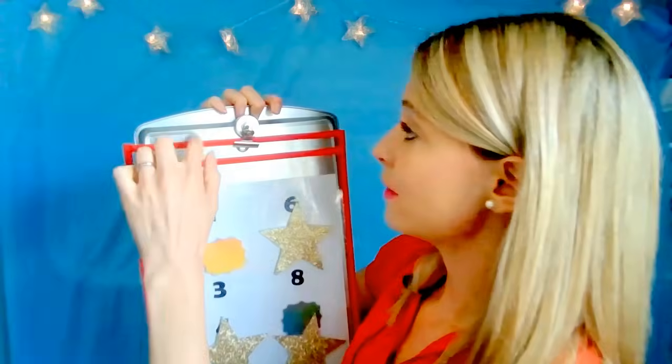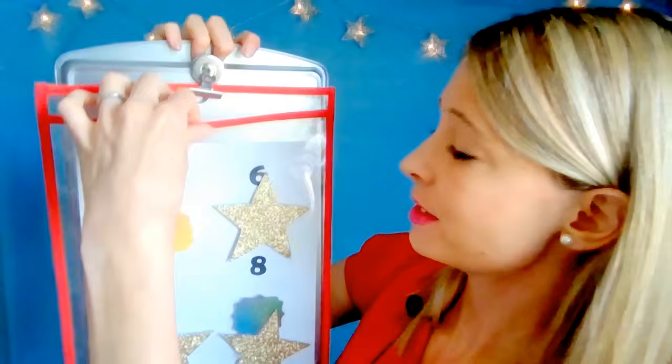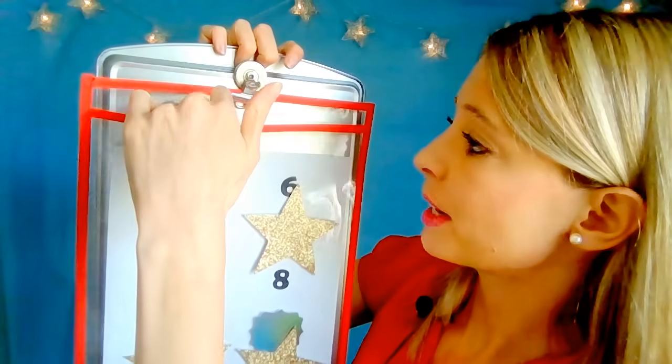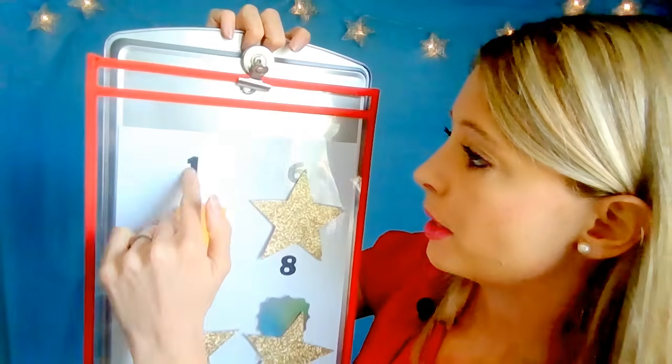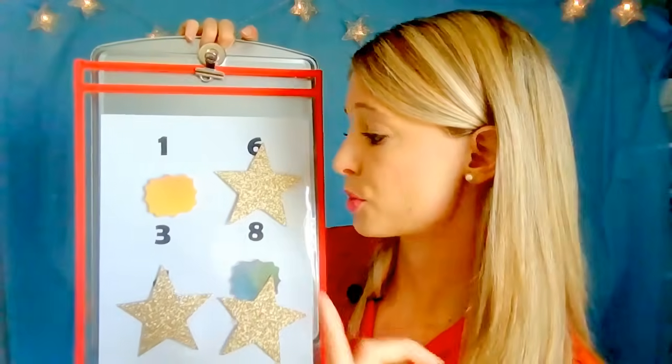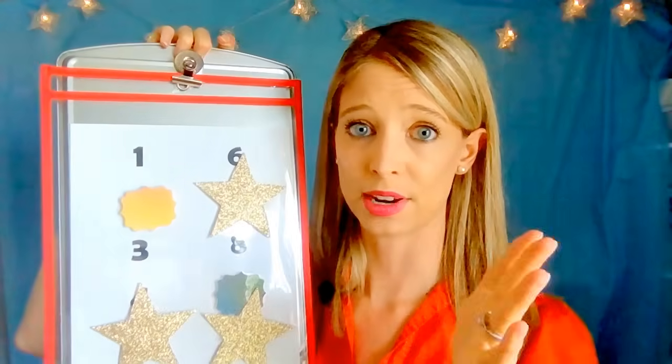But anyway, I have this cookie sheet, magnetic clip. I don't even really need this part of it, but it just protects my page here. And then I just printed out numbers 1 through 10. That's all that this is. It's numbers 1 through 10. I just put it in a Word document, printed it out. You can easily just write it on a piece of paper.